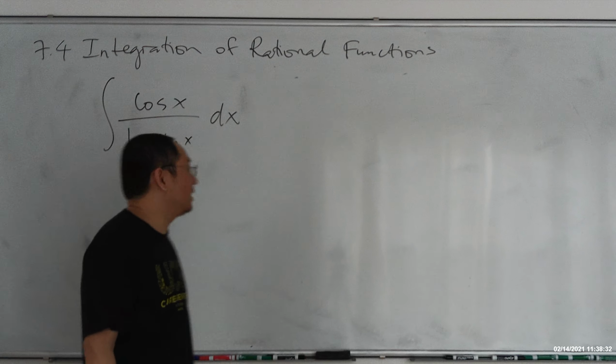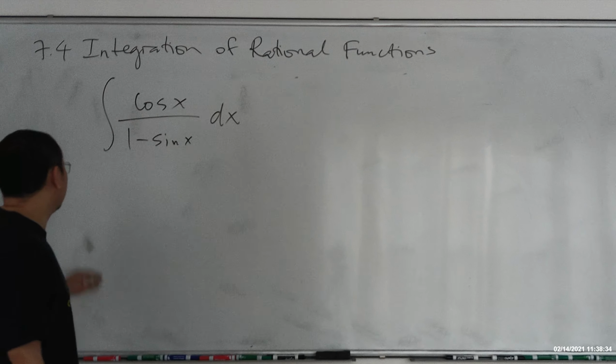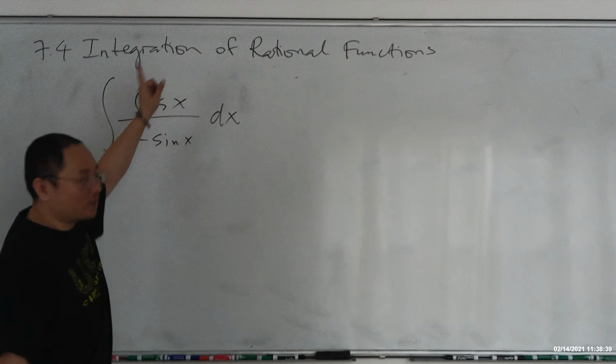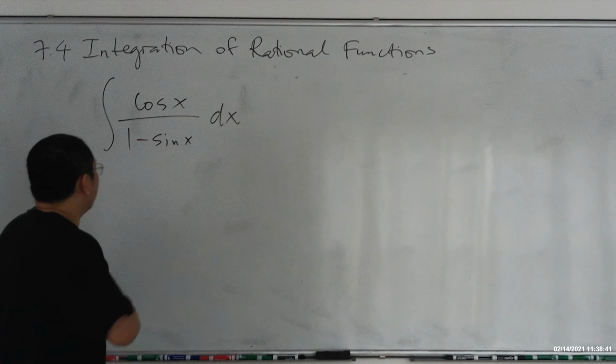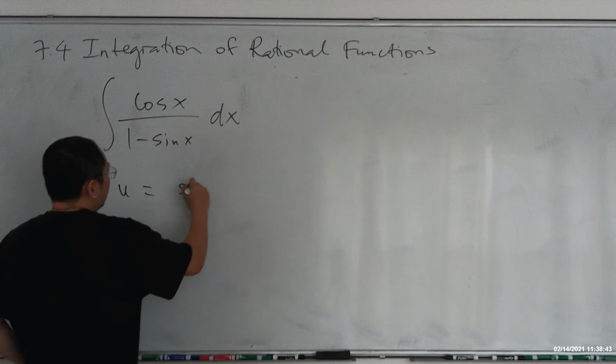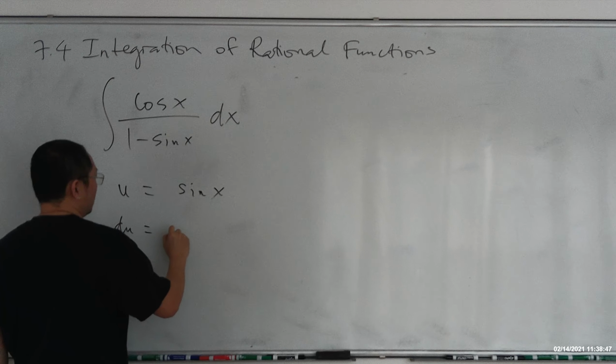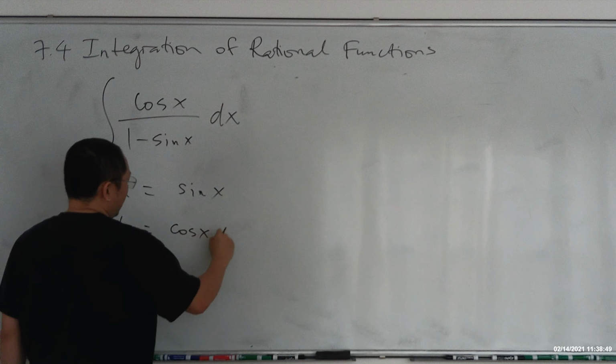Sine, cosine is very nice. So I can see the sub right here because I know what the derivative of sine is: cosine, right? So I see cosine dx. If I let u equal to sine x, then I will have du is cosine x dx already.